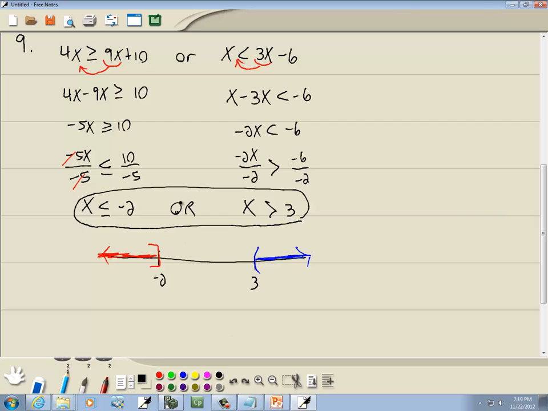Now this actually doesn't change our answer any there, but if I wanted to write it in interval notation, this is from negative infinity to negative 2. Infinities always have parentheses, bracket on negative 2. This is from 3 to positive infinity, because we're shading to the right. Infinities always have parentheses, parentheses on the 3. And we put a union symbol in between them.